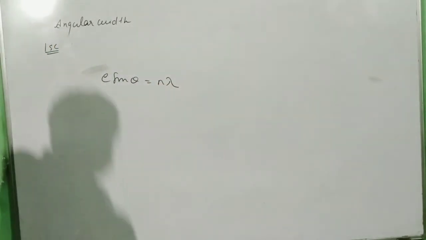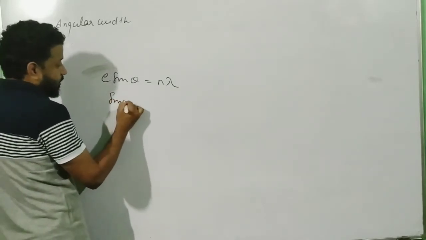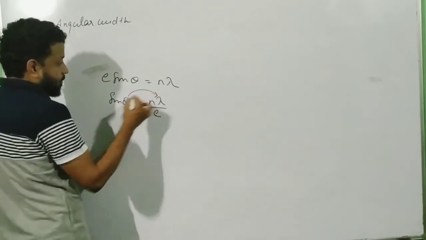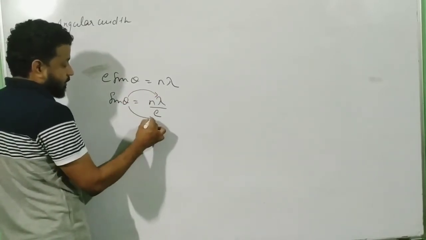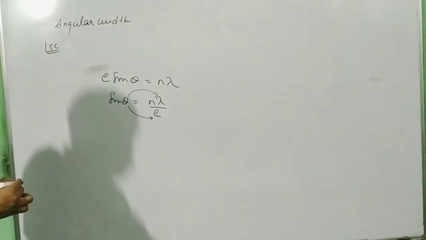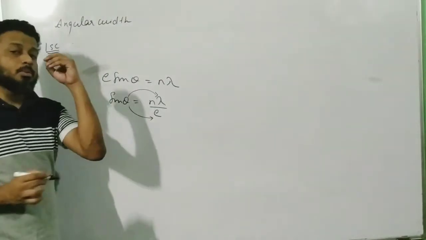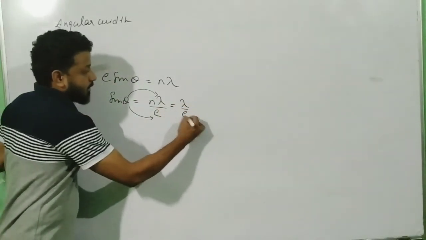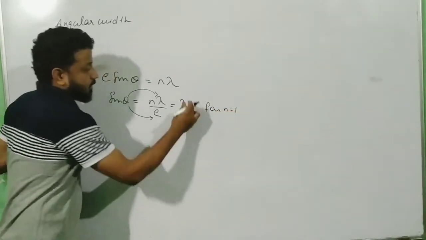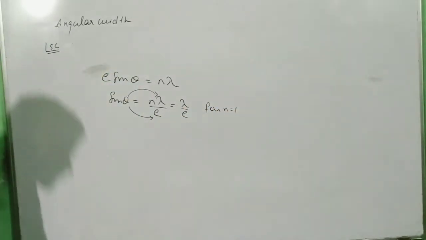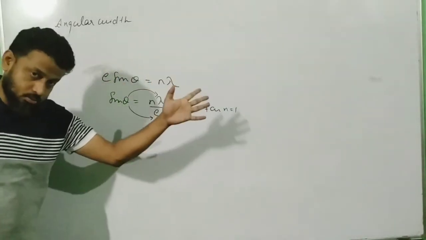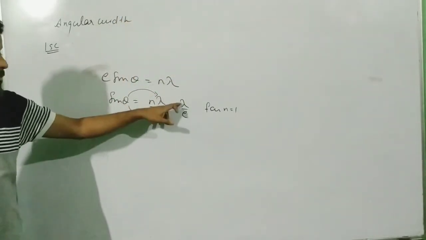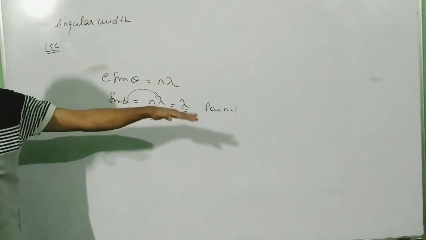Now look here. This angular position is directly proportional to lambda and inversely proportional to e. What does it mean? It means, let us talk about first minima only. If I consider first minima for n equals 1, it is directly proportional to lambda and inversely proportional to e. So if your lambda is more, your first minima will be at a larger angle. If your lambda is less, your first minima will be very close to the central line.